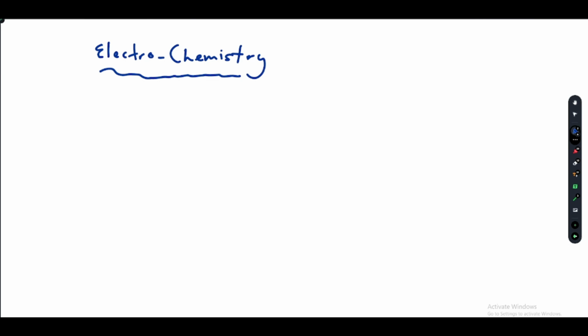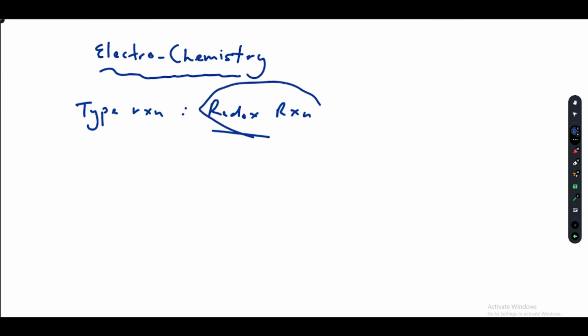Today we'll be discussing the introduction to electrochemistry. Now, electrochemistry involves a special type of reaction known as a redox reaction. Now, a redox reaction is one where there is a transfer of electrons. So with the redox reaction, we're looking at one where electrons are transferred.